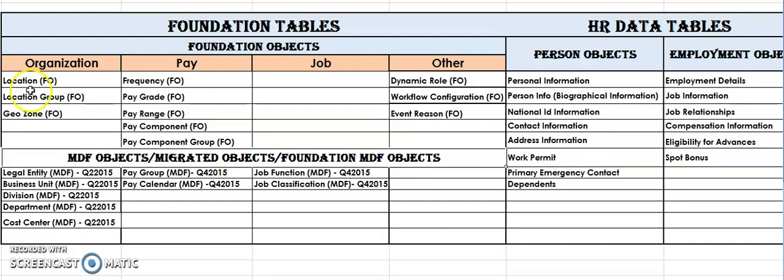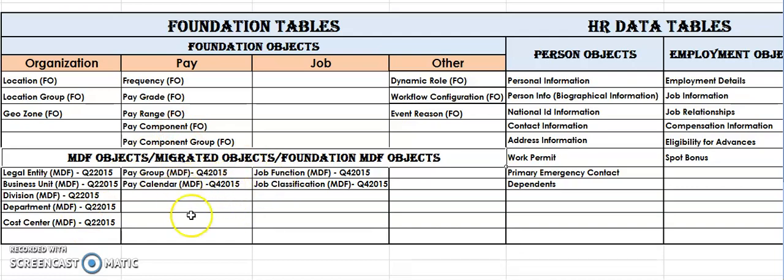So these are all the MDF objects: legal entity, business unit, division, department, cost center, pay group, pay calendar, job function, job classification. These are the 9 objects which are part of MDF, that is, the metadata framework.